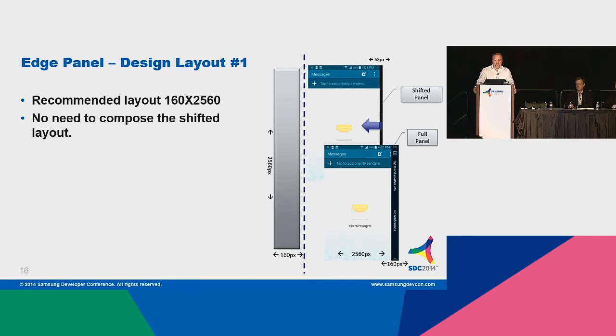When you're designing your edge panel, the first thing you've got to do is prepare the edge panel layout. This is 160 by 2560 pixels, and as I said earlier, you only need to define that. You don't need to define the slimmed down version of that for the shifted panel, because Edge Manager takes care of this for you.